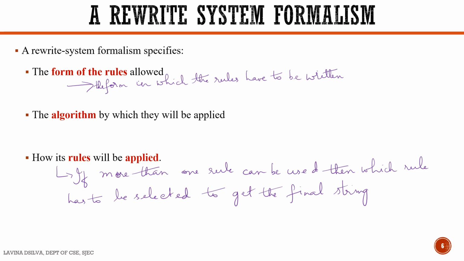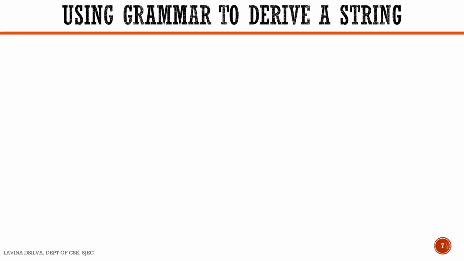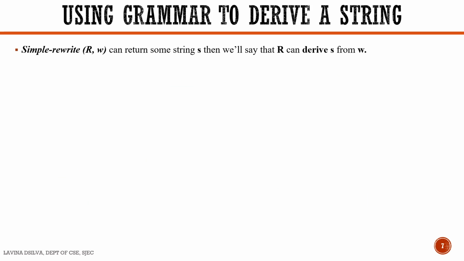So when we talk about formalism of a rewrite system, we consider three aspects: the form of the rules, the algorithm, and the way the rules can be applied. Let us consider that we have a simple rewrite system R, and we have an initial string W, and we ultimately have to derive or obtain the string S. So we know that R can derive S from W.